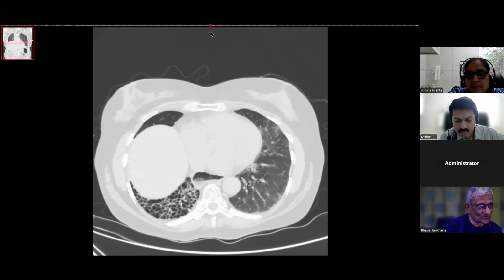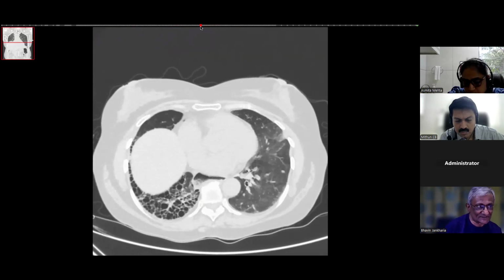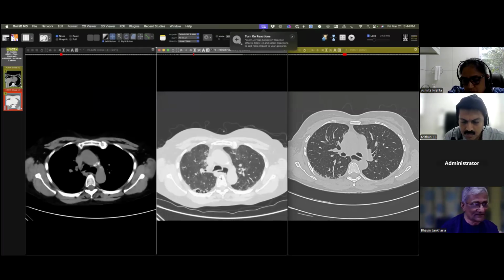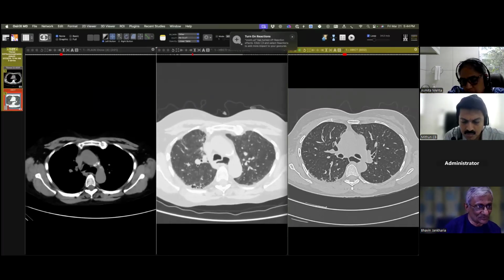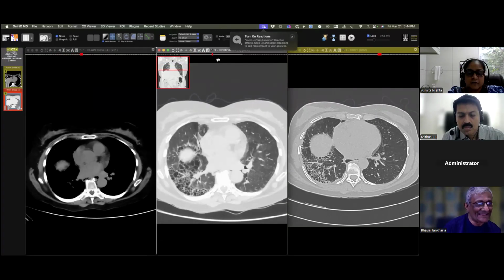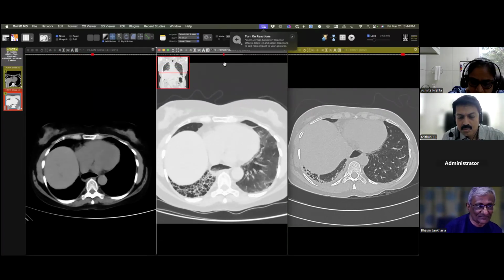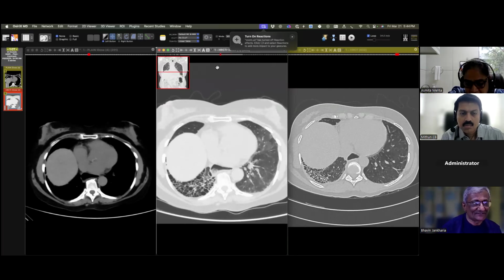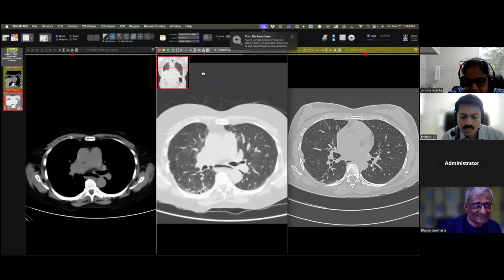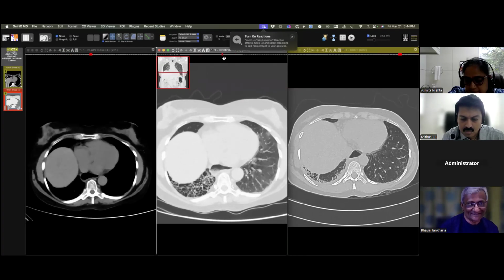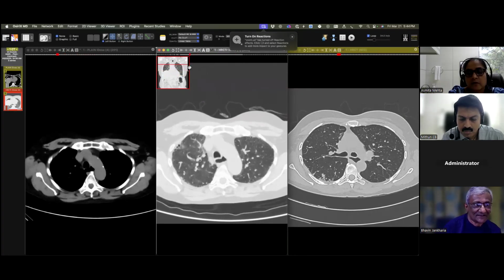Clearly, this is more a UIP pattern, but there's a lot of ground glass now. So the superadded ground glass is like an acute exacerbation, lung injury, inflammatory component, etc. But having said that, over 15 years, the rate of progression, and this is what we were talking about in the first case, is it's not that fast, I mean, rapidly progressing. In 15 years, if it's just gone from here to here, that's in fact one of those slow progressors that we have.